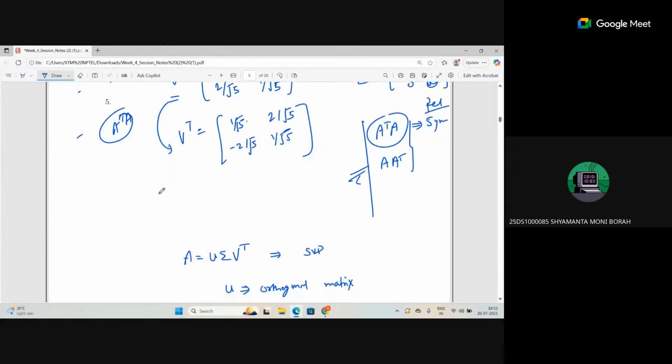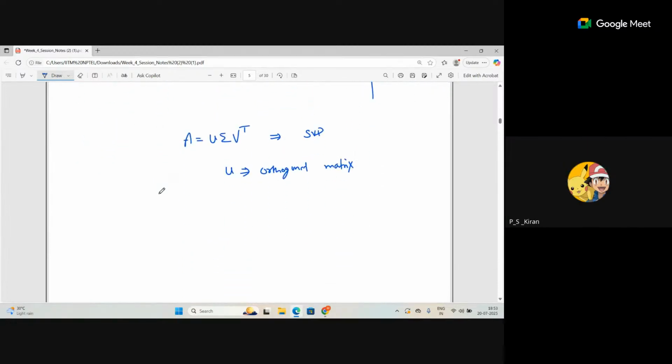Sir, if the given matrix A is Hermitian, then also will the eigenvectors be orthogonal? Correct. Hermitian and symmetric will have the same properties. For a symmetric matrix, it doesn't matter whether the given matrix is complex or real.